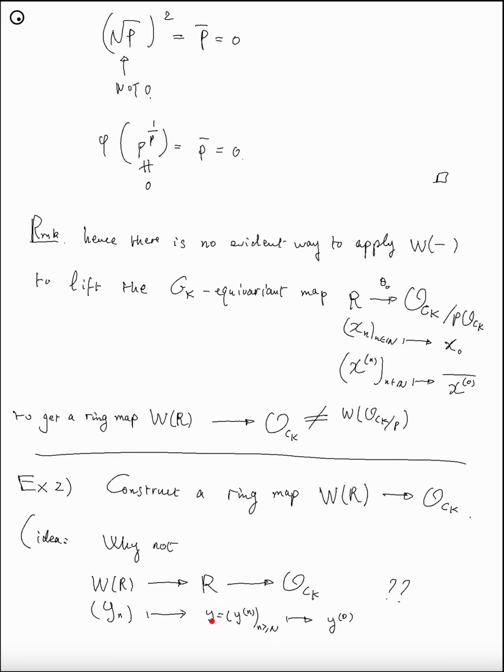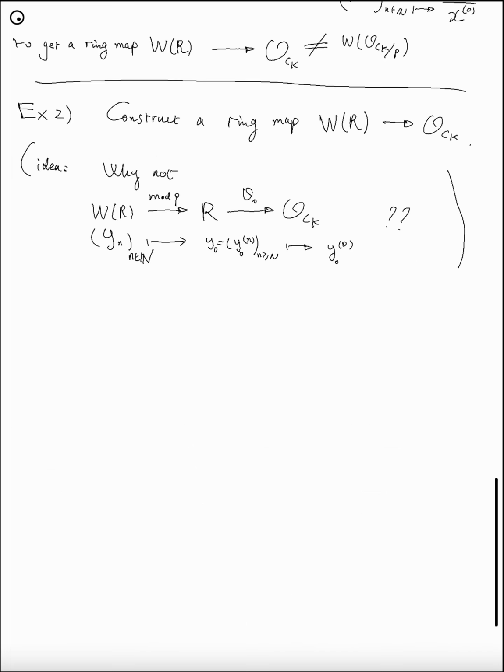Here, y0. Actually, this is just mod p, if you want. Yeah, so this is a ring map, and the other way, this is also a ring map. There's projection, some kind of theta 0. Right, this is okay, why not? I guess we are going to construct such a map, but in a different manner.